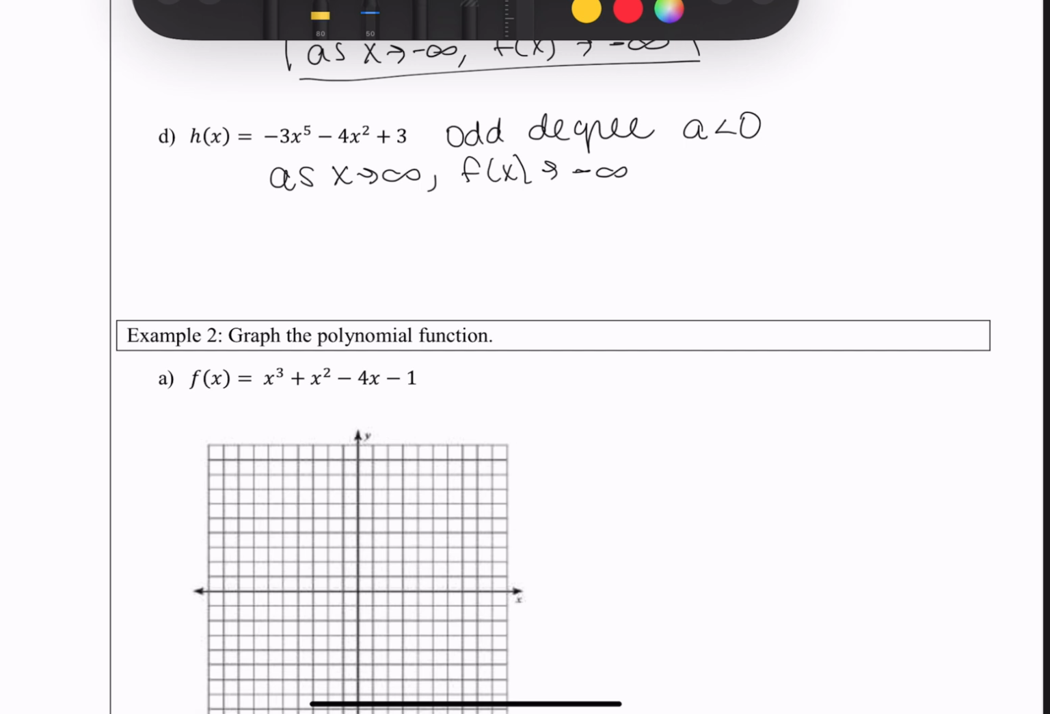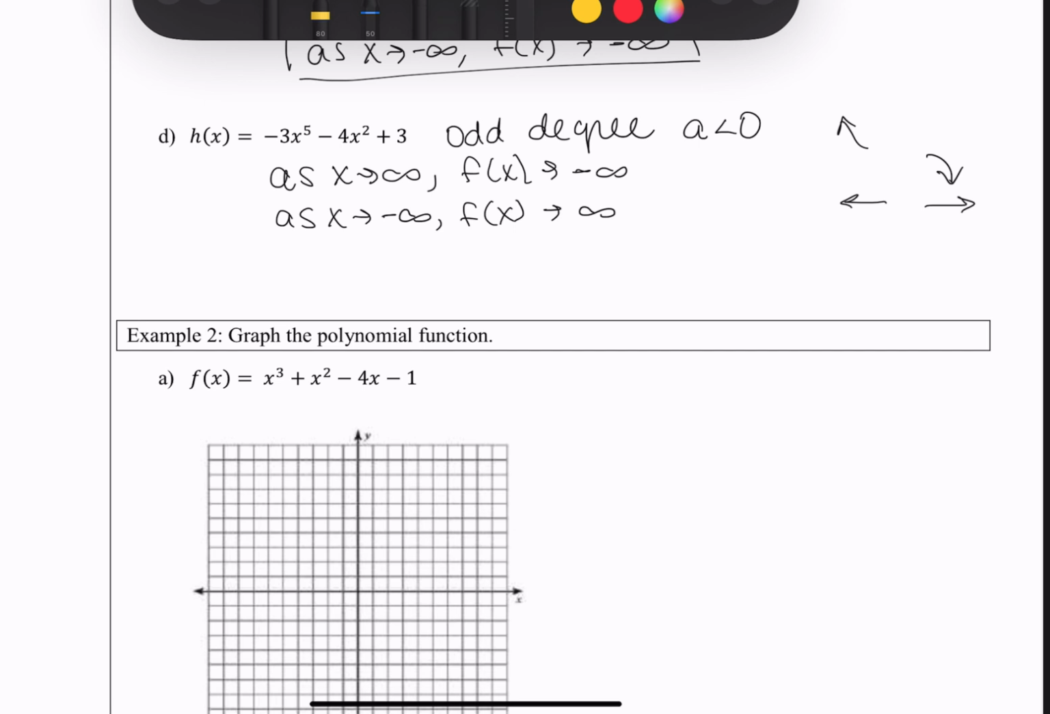And if it helps you, maybe, if you need to see a little drawing, you can kind of do that. So I know that as x gets big, or that direction, right, we're going down. So f of x is getting negative. And as x gets small, or goes to negative infinity, then we know that f of x this time is going to positive infinity, or getting large.